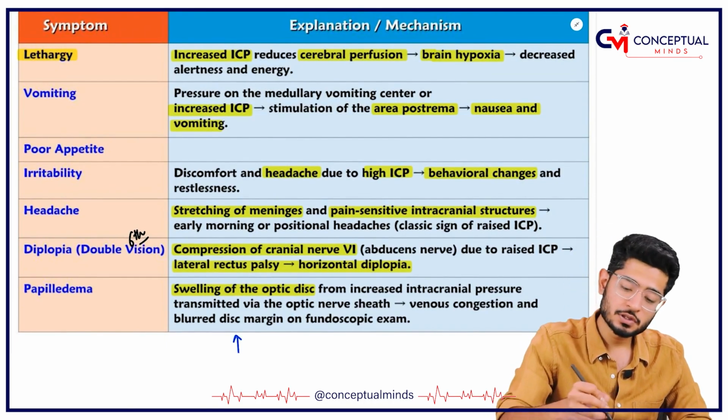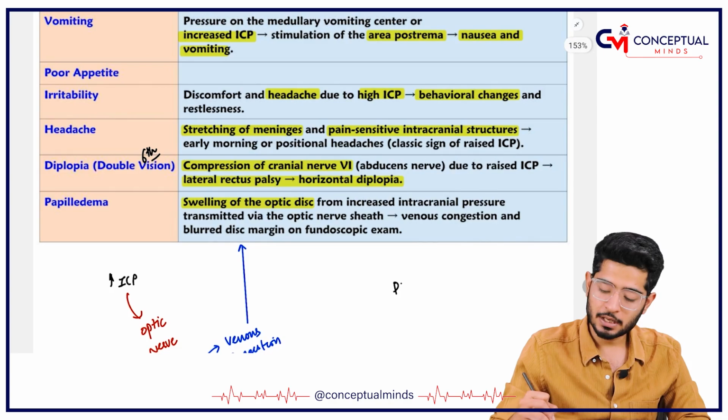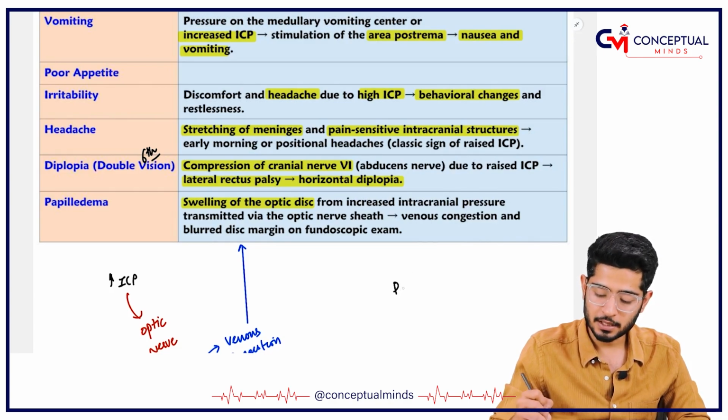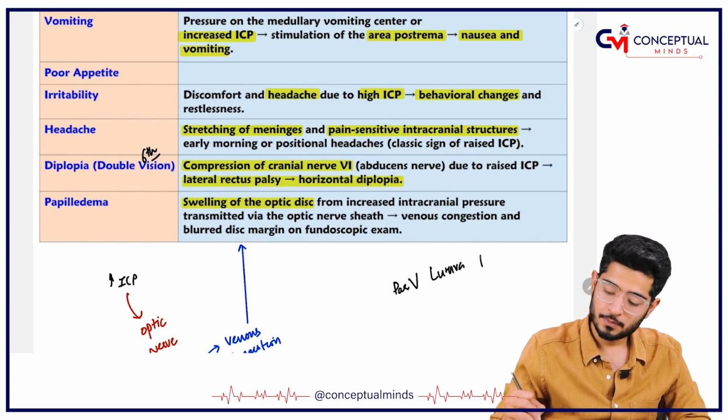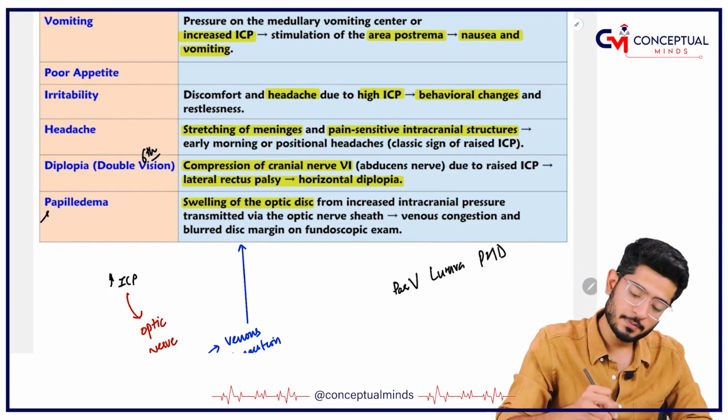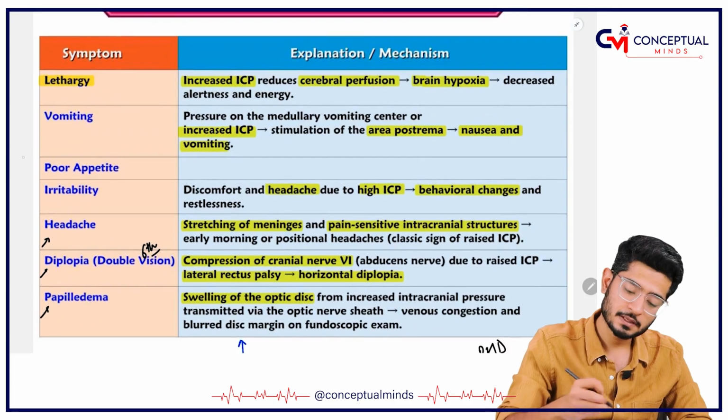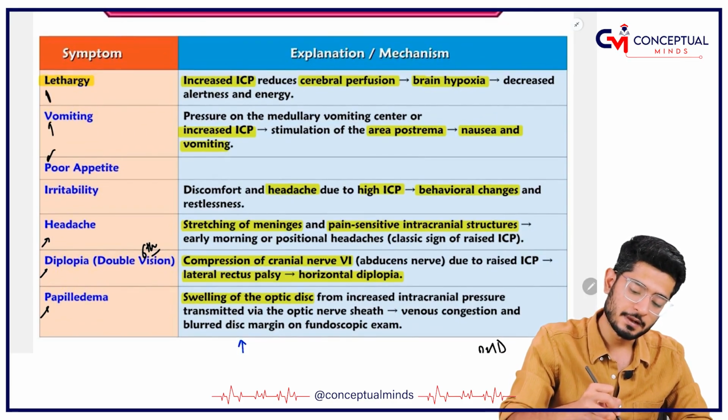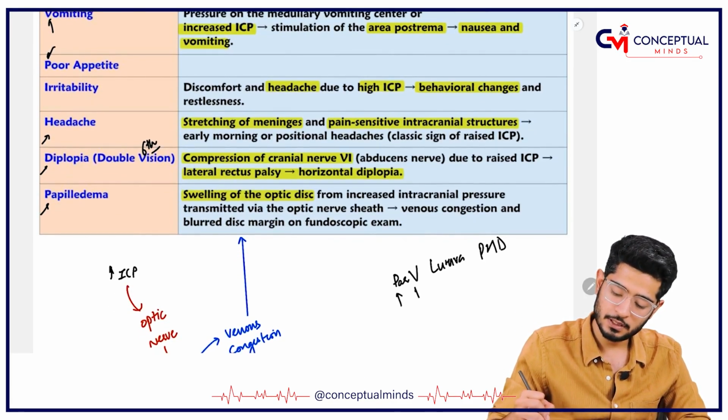Okay, right? So just remember my name, and you can add the PhD degree with my name, so easily you can remember. So P for PhD. So what is PhD? Papilledema, diplopia, headache. Then PVL. Okay, so PVL.